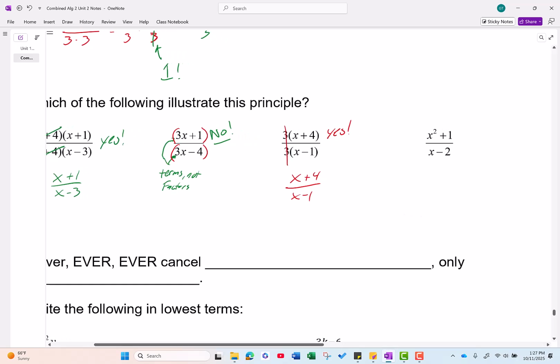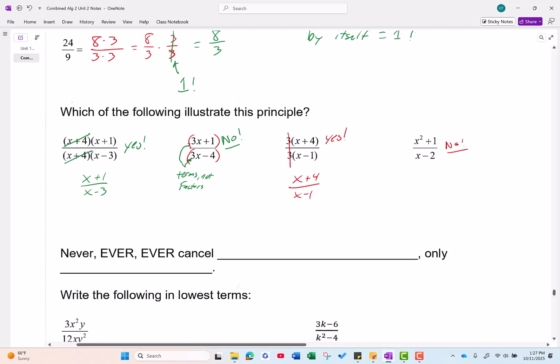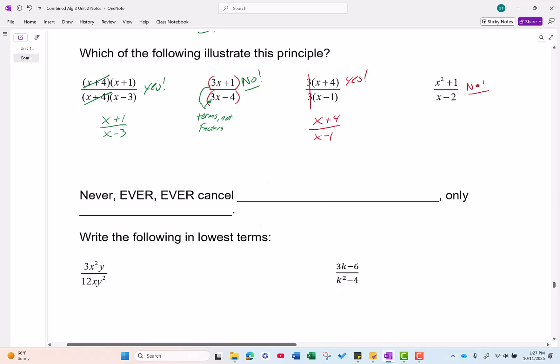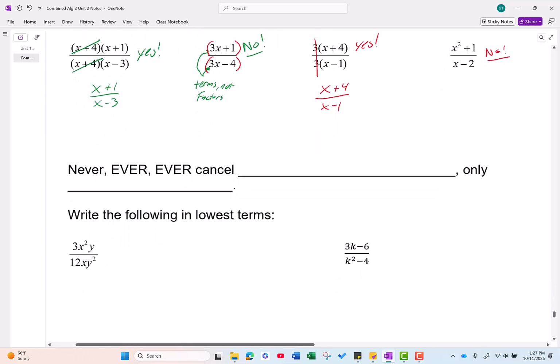If we look at this one, I see there's an x on top, x on the bottom. But again, those are terms, and so no, this does not apply to cancel anything out. That is the most reduced or simplified version of that. That plus and minus kind of glues them together, and I can't rip them apart. So with that being said, never, ever, ever cancel terms.